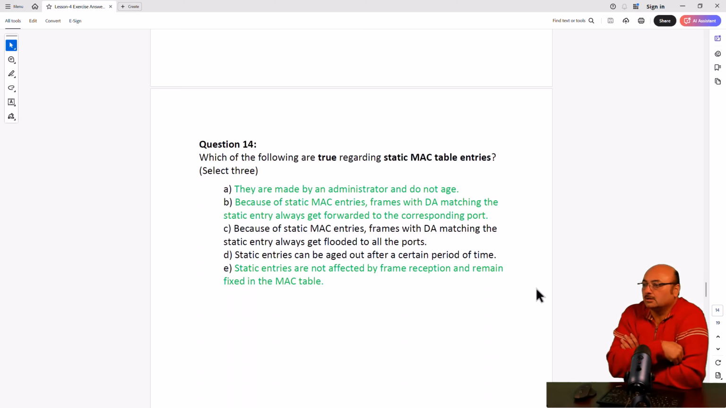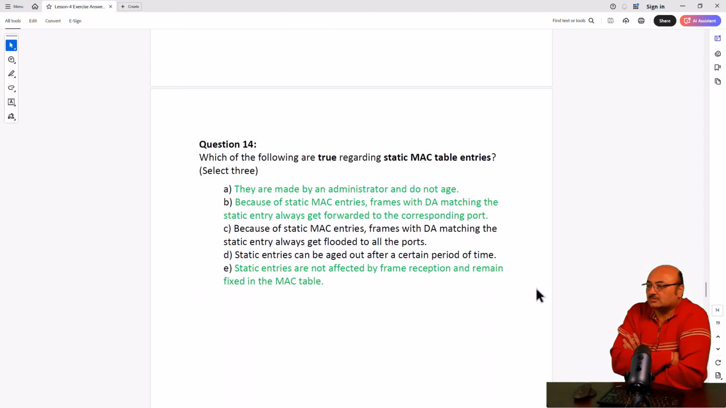That is correct. Because of static MAC entries, the frame with destination matching the static entries always gets forwarded to the corresponding port. That is also correct. Static entries are not affected by frame reception and remain fixed in the MAC table. That is the answer E, which is also correct.